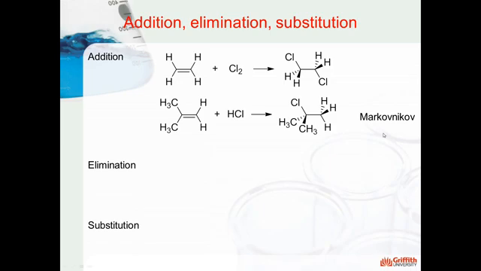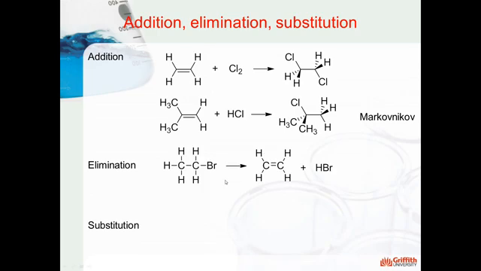And so this occurs via Markovnikov's rule, which tells us that the rich get richer. So for this one here, the hydrogen goes to the carbon which contains the most hydrogens. So this one here has 2 hydrogens, it gets the hydrogen, so it becomes a CH3, and then the other carbon will pick up the chlorine, and so that will be the way it goes. So that is the major product there. That's Markovnikov addition to a double bond.